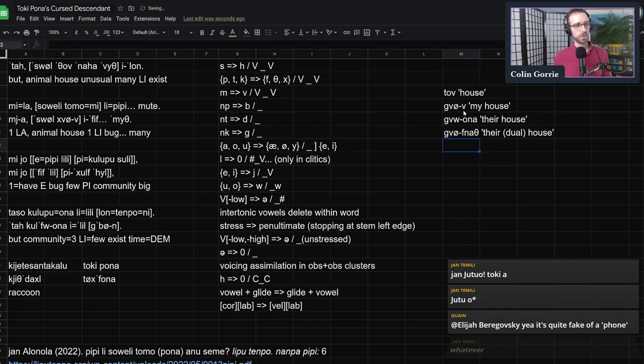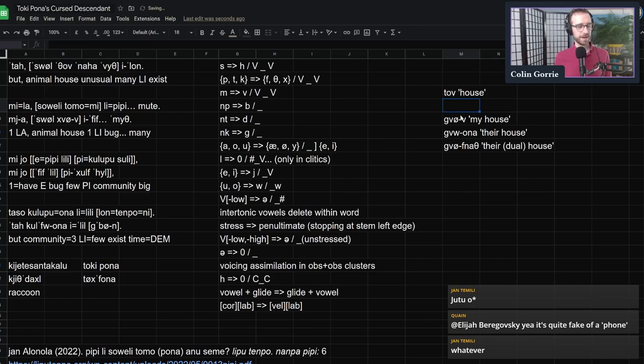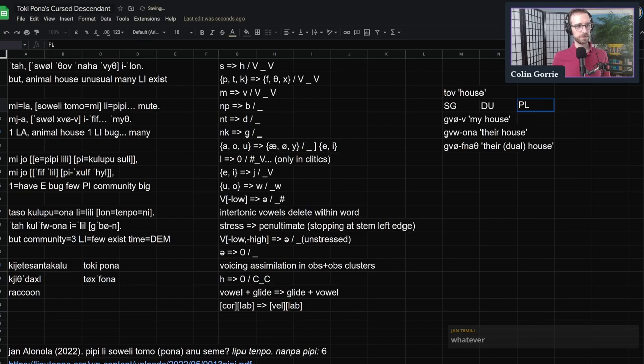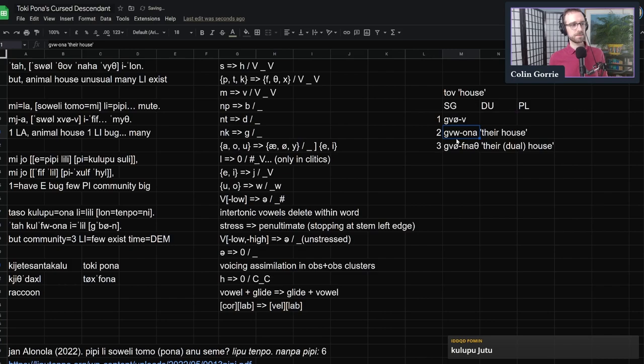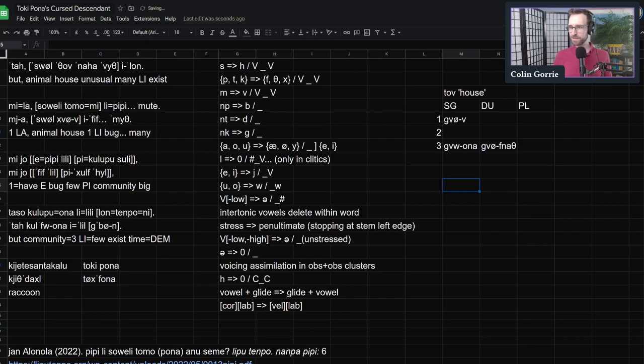So we wanted agreement morphology in this language. Let's just rearrange this a bit. So this is for Tov, house. So we need a singular, a dual, and a plural. And we need first, second, and third person. So Gviv is my house. Gvona is their house, or any of the third person singulars. Gvifnath is third person dual. We need to fill out this paradigm.